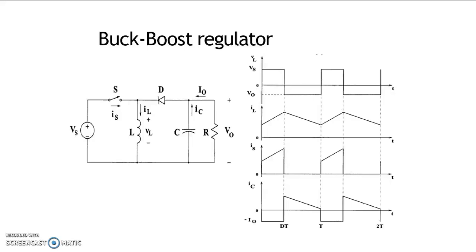Another type of switch mode power regulator is a buck boost regulator. A buck boost regulator is a combination of a buck regulator and a boost regulator. Depending upon the duty ratio, we can obtain an average output voltage which is less than the source voltage, or we can obtain an average output voltage greater than the source voltage. That depends upon the value of the duty ratio.